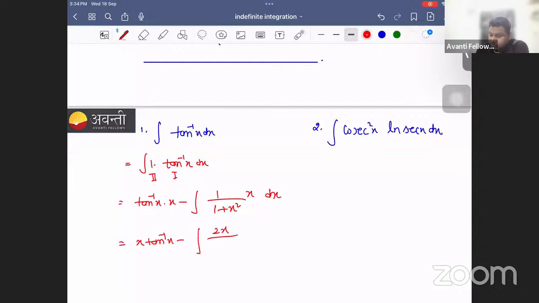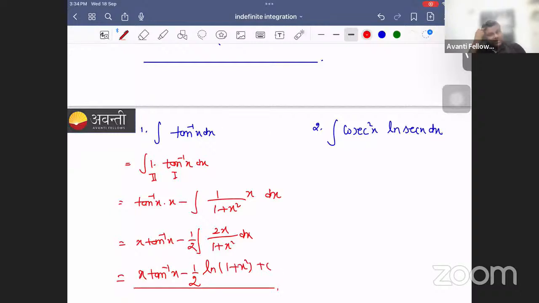I can write it 2x upon 1 plus x squared dx and half of this. I multiplied and divided by 2. Now what it is? x tan inverse x minus 1 by 2. Now it is ln of denominator plus constant. Got it? Ln of 1 plus x square plus constant.